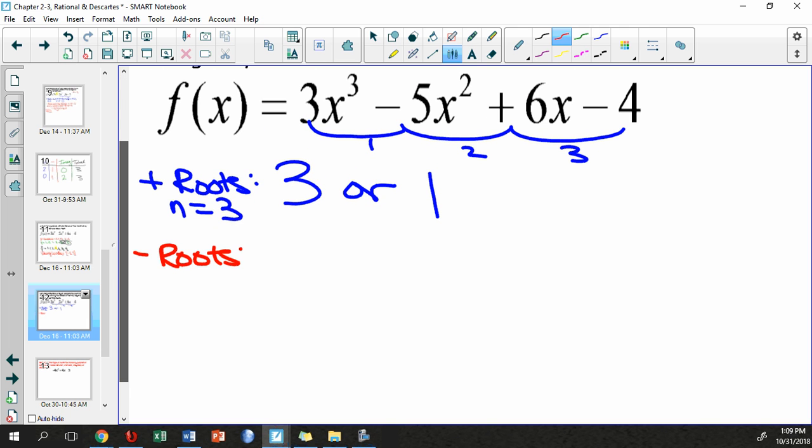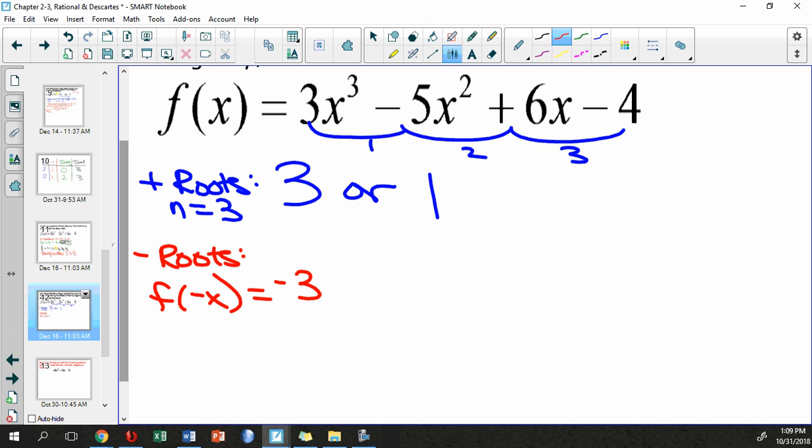Negative roots, how do I do this? Okay, so at -x, which powers change the sign of their coefficients? The odd exponents have their coefficients change. So does 3x cubed stay or change? Changes to -3x cubed. -5x squared, stay or change? Stays, because it's squared. It's not an odd power. It's an even power, so it stays. Does 6x stay or change? It changes to -6x, and then you just drop down the constant.